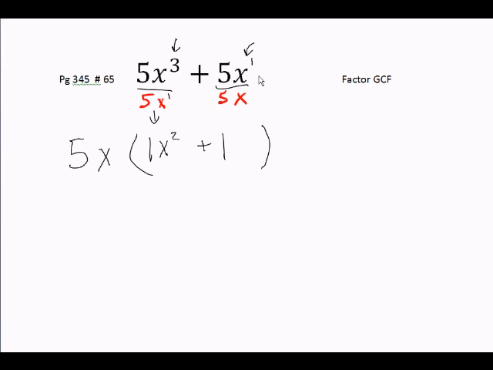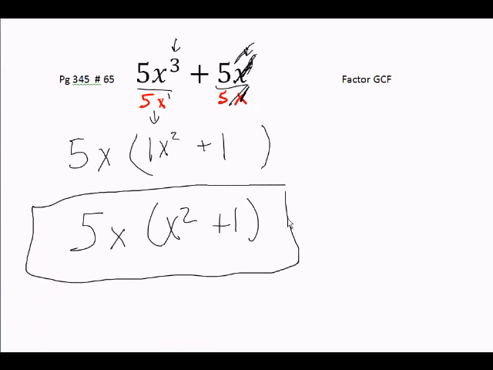x to the 1 divided by x to the 1, they cancel out, they turn into x to the 0, x to the 0 equals 1, or you can just say they cancel out. If you have the same thing on top as the bottom, they just cancel out, and it turns into 1. So this is the answer. I'm just going to clean it up a little bit. 5x times 1x squared is the same thing as saying x squared, and then plus 1, close parentheses. Here's our answer. We factored out the greatest common factor.